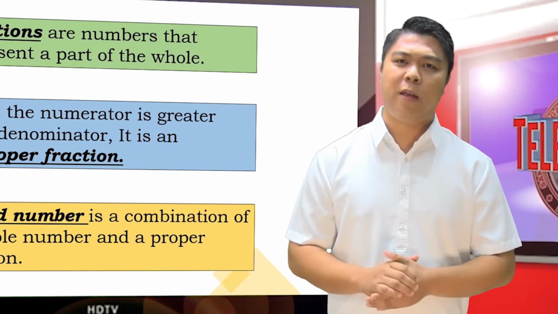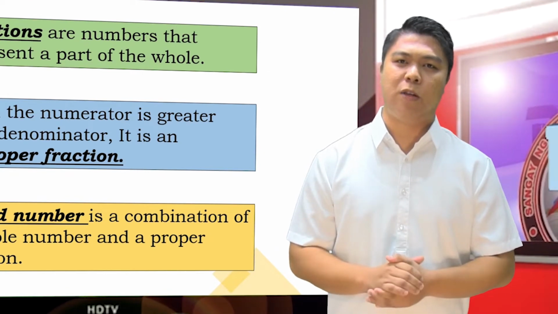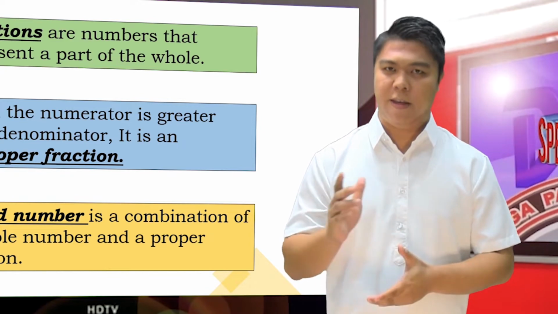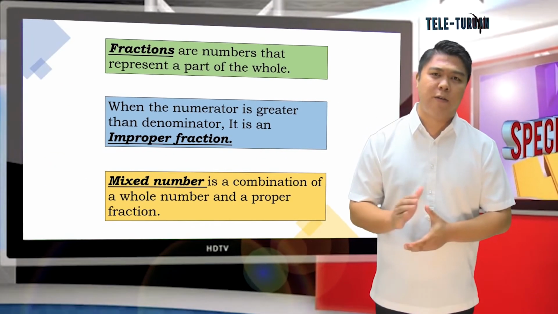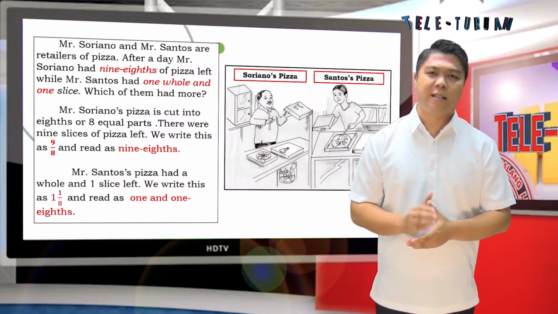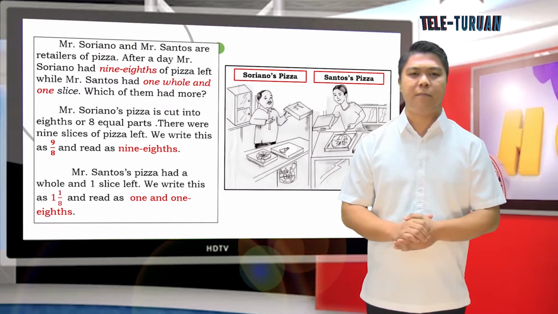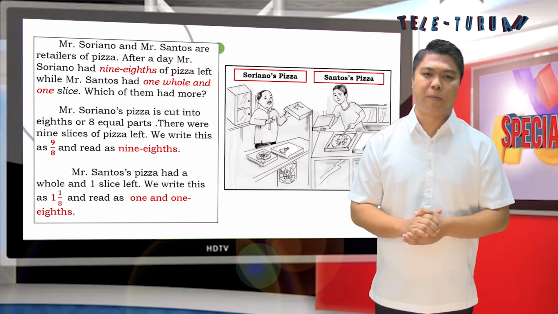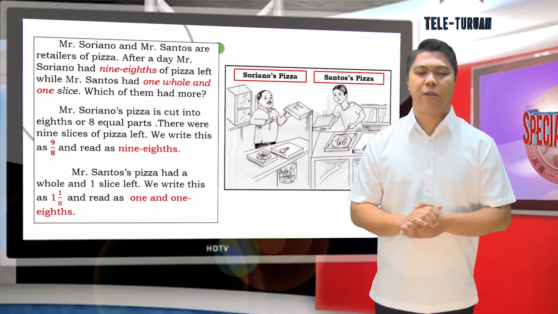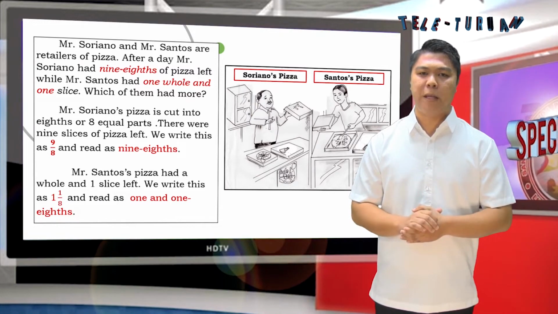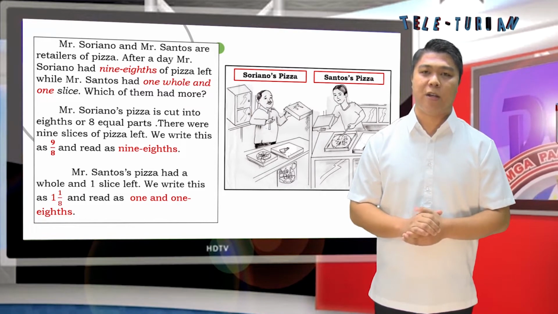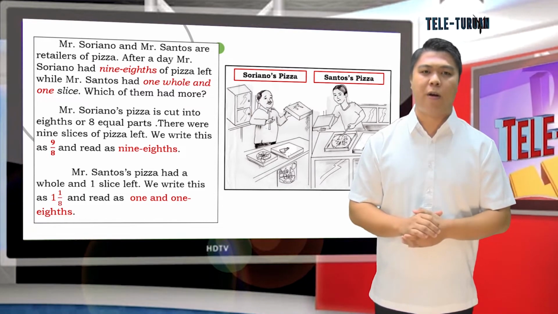Do you know that we can change improper fraction to mixed number and mixed number to an improper fraction? Yes, you heard it right. To find out how to do it, let's have this word problem. Mr. Soriano and Mr. Santos are retailers of pizza. After a day, Mr. Soriano had 9/8 of pizza left, while Mr. Santos had 1 whole and 1 slice. Which of them had more?